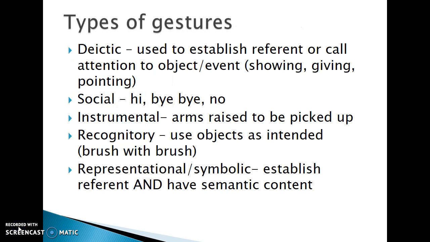There are several types of gestures, and it's important for you to be able to understand what each of them are. The first one is a deictic gesture, and that's used to establish a referent or call attention to an object. One of the most common is a point. When a child points to an item, that's used to call attention to that object, but a hand held out showing an object could be another kind of deictic gesture. For social gestures, we think about gestures used to say hi or bye or no, which could be a hand wave or a head shake.